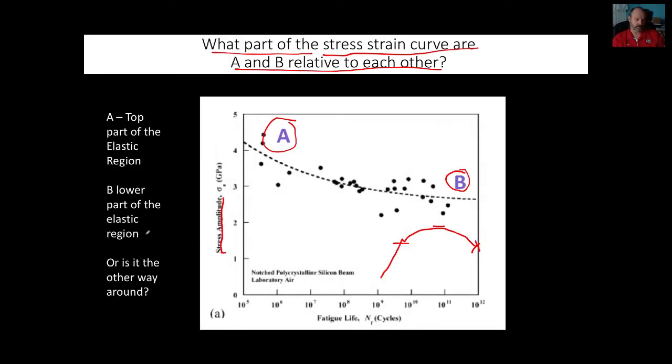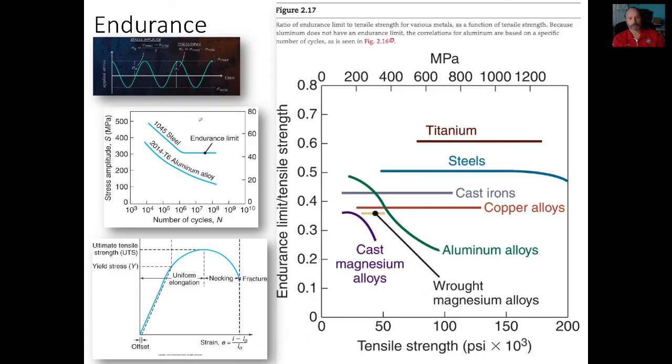So back to the question. Is A the top part of the elastic region and B the lower part, or is it the other way around? Well, the higher the stress, the higher you are on the elastic curve. So this is the top part of the elastic region, and this is the lower part, B, where you have less stress amplitude. And notice, the lower you go on the stress amplitude, the longer it's going to last under cycling. We're cycling down here, okay? Repeated stresses.